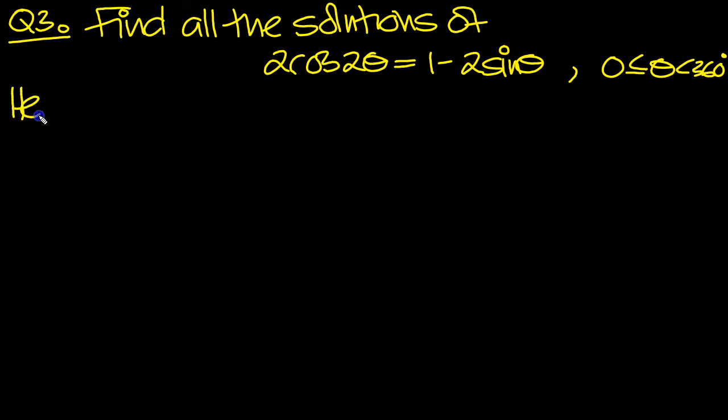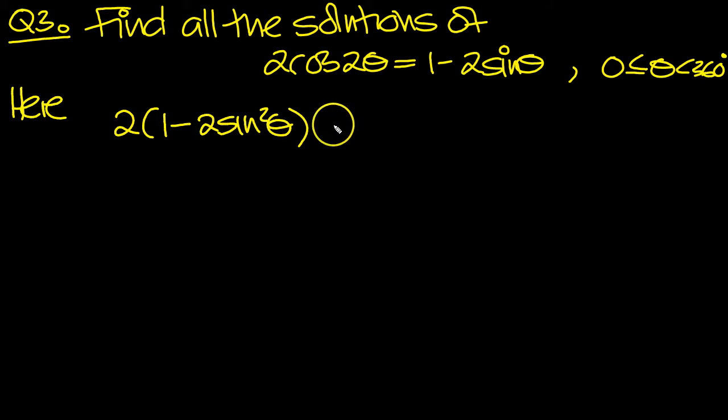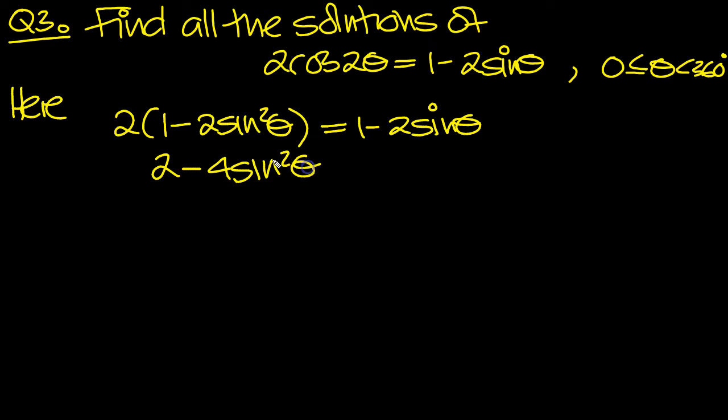So here, 2 lots of (1 - 2 sin²θ), that's our cos 2θ, is equal to 1 - 2 sin θ. So what have we got here then? We've got 2 minus 4 sine squared on the left when we expand the bracket. 2 of these minus 4 of these equals 1 minus 2 sin θ.